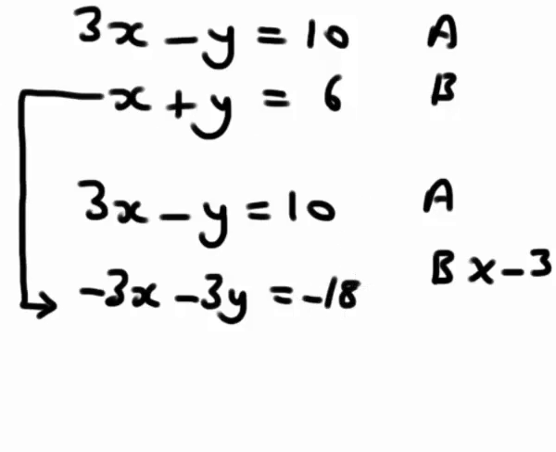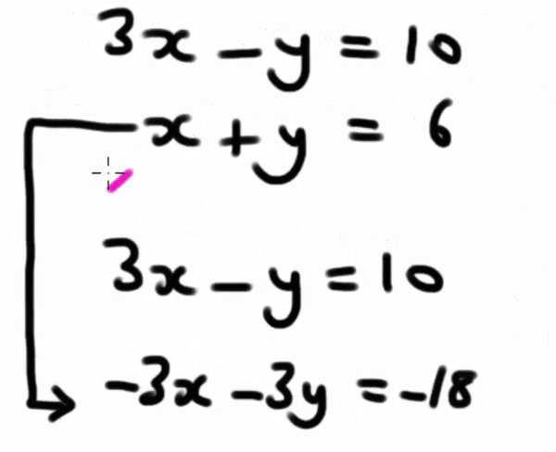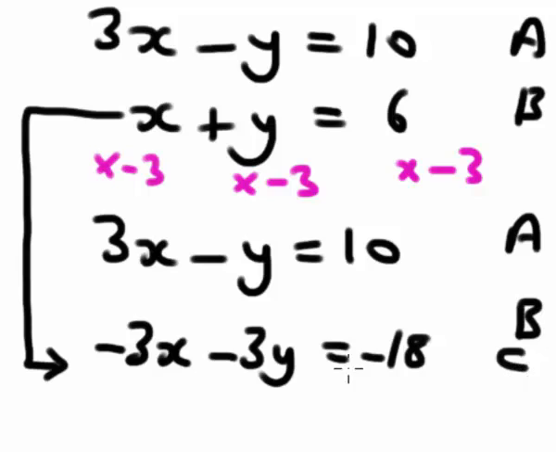So all you're doing is multiplying each of these terms by negative 3, multiplying the 6 by negative 3, giving you this brand new equation, which of course, if you like, we can refer to as equation C. Now, look at this.